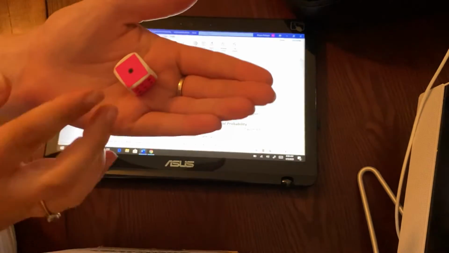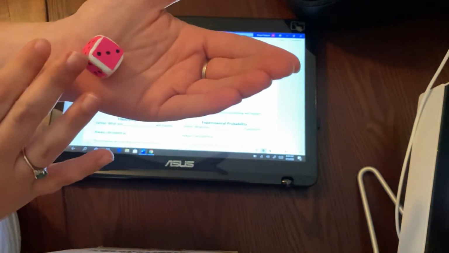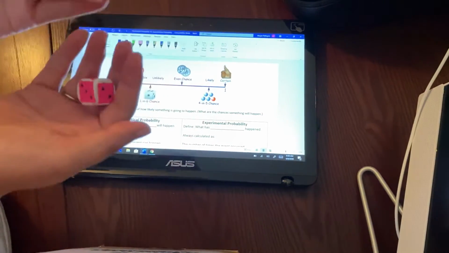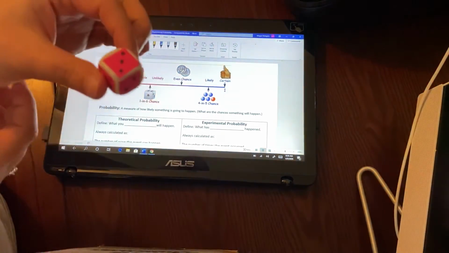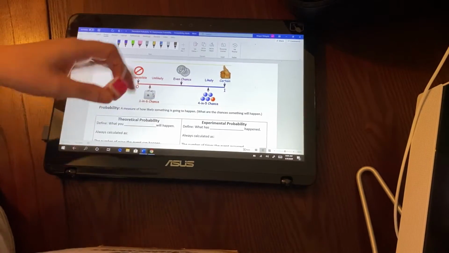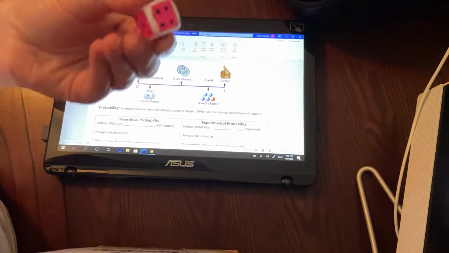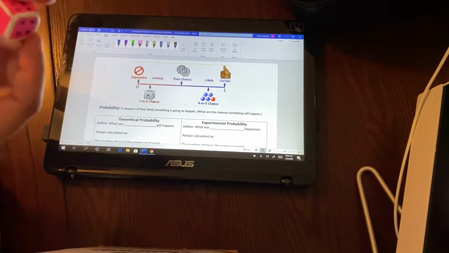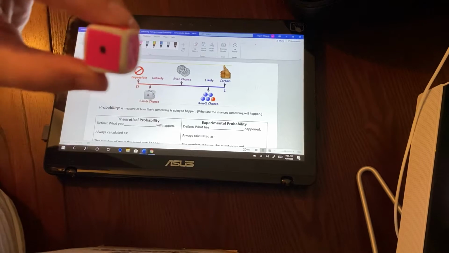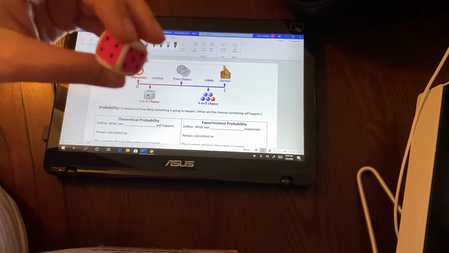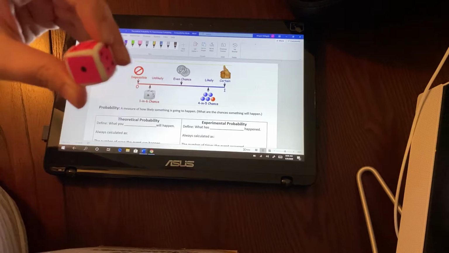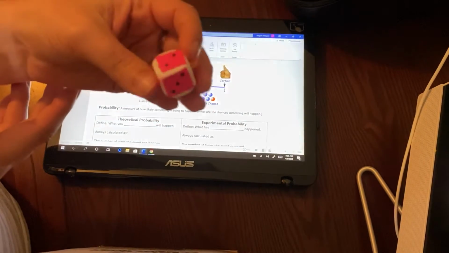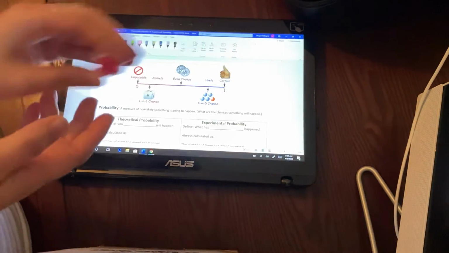I have a 6-sided die in my hand, and so the probability of me rolling it and it landing on a 7 would be impossible because there is no number 7 on this die. However, the possibility of me rolling a 1, 2, 3, 4, 5, or 6 would be certain because you have to roll one of these 6 numbers when you roll the die.